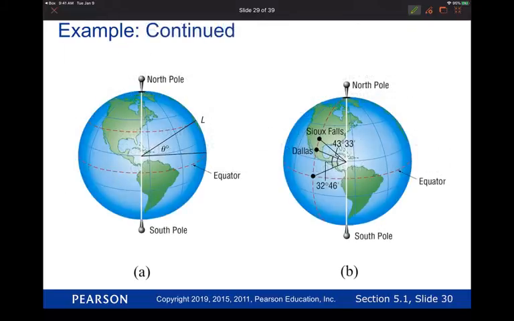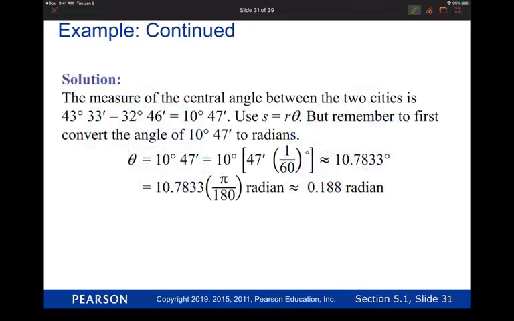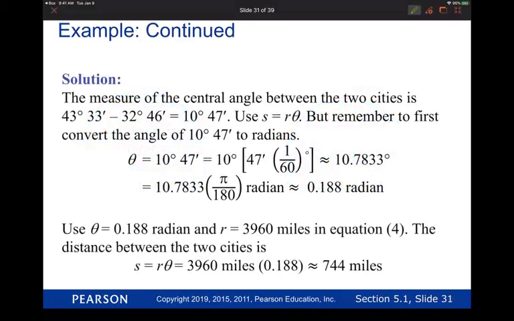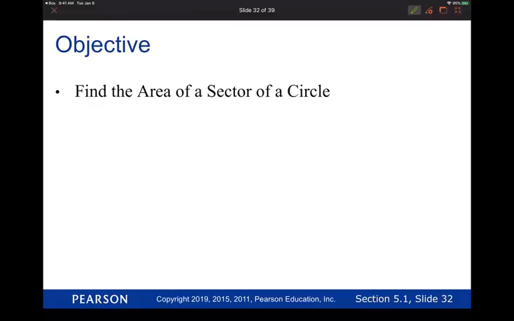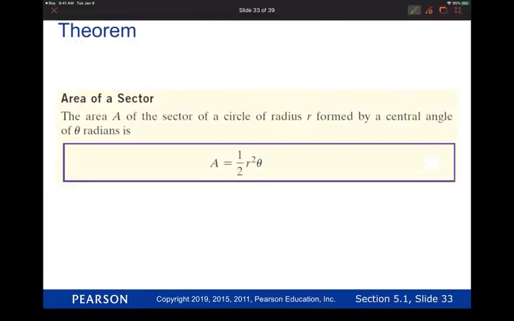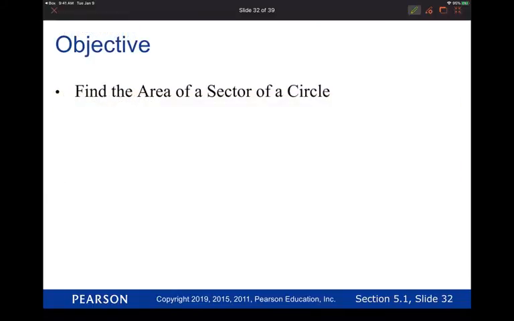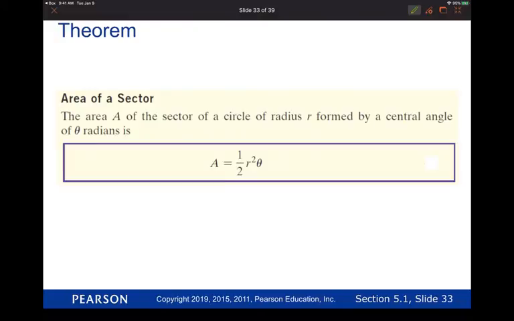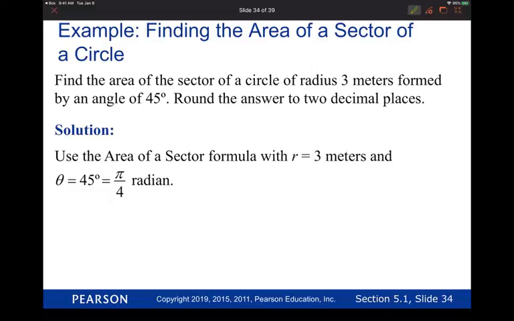Again, the goal was to go from degrees, minutes, and seconds to decimal degrees, then decimal degrees to radians, and then arc length, S equals R theta. It's just those two ideas, and then subtract the two results. We talked about the area of a sector of a circle, 1/2 R squared times theta. I think we've already worked an example, so here's another one if you want to practice.